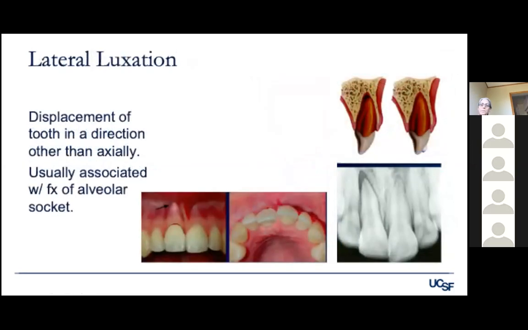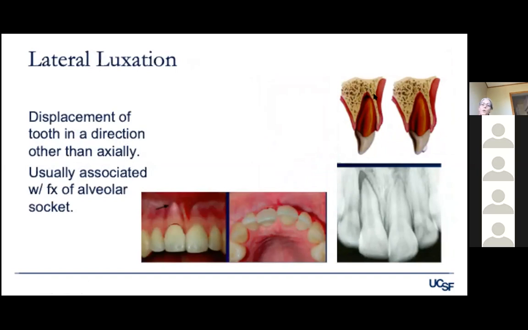Lateral luxations means that the tooth root goes either forward or back or side to side. Most of the time with an injury with a fall, a patient will knock their front tooth and the root will go forward. The forward impact can break this bony structure.